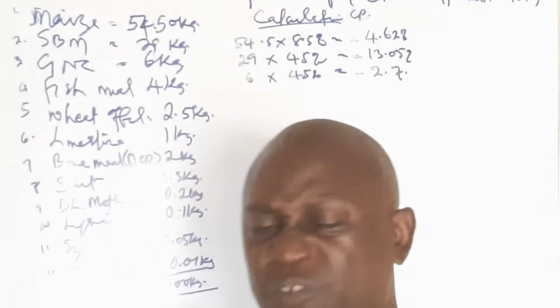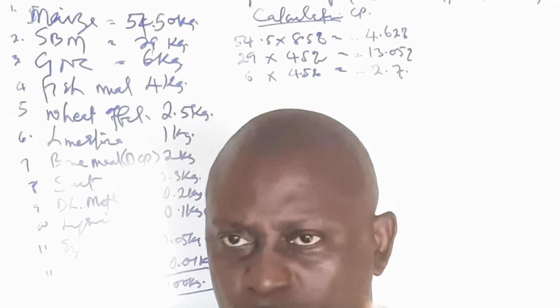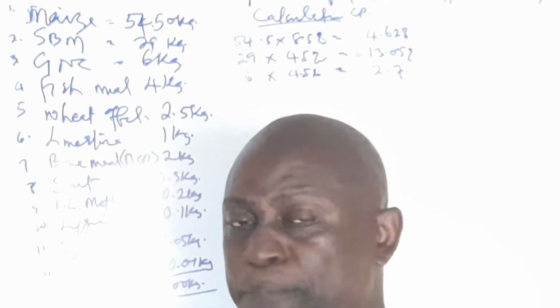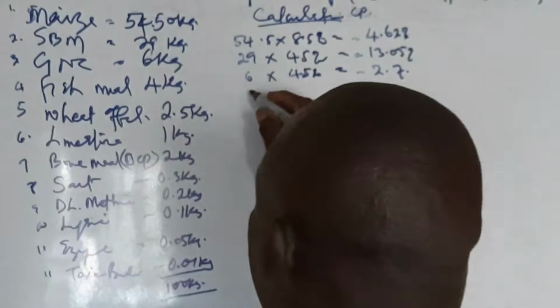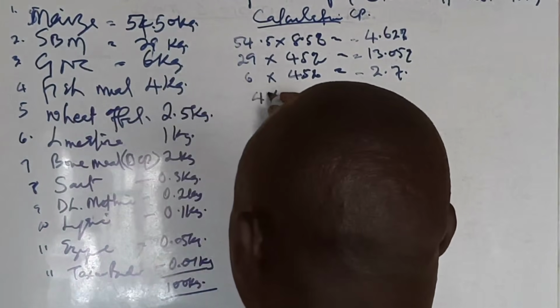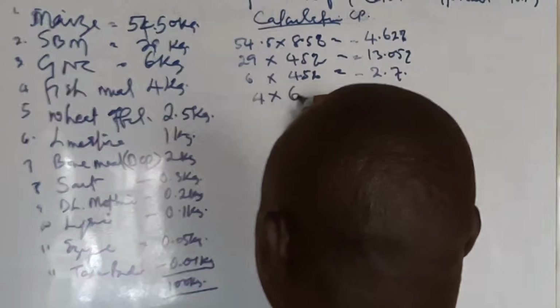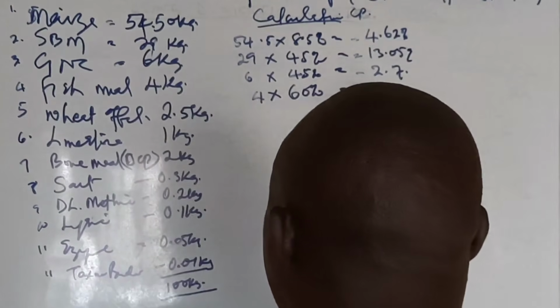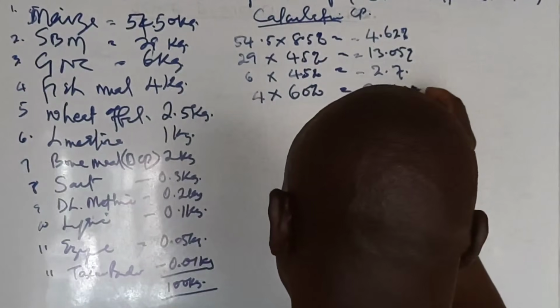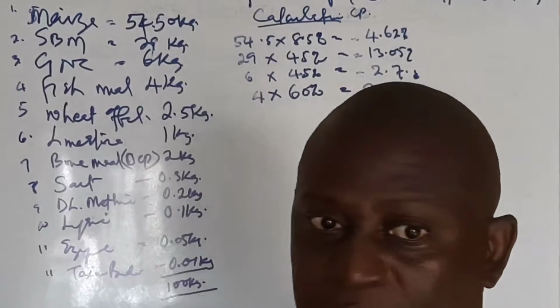Now the next one is fish meal. What quality of fish meal are we using? We're using local fish meal. That will give us 60% crude protein. Fish meal is 4 kg times 60%. Now, if you have a calculator, check 4 kg and 60%. That will give us 2.40%. All these are in percentage.